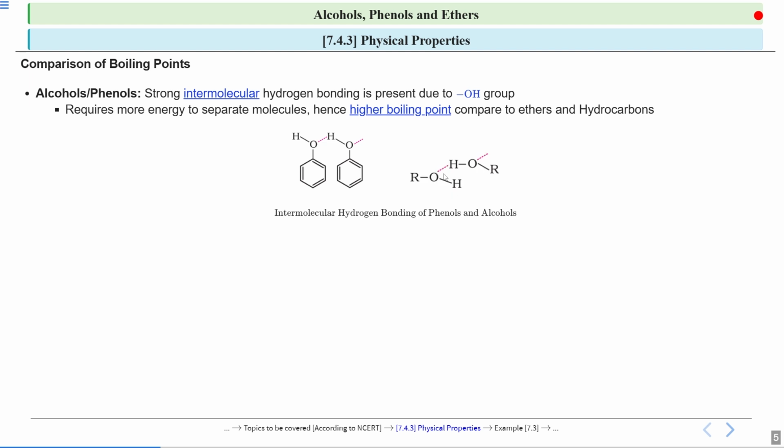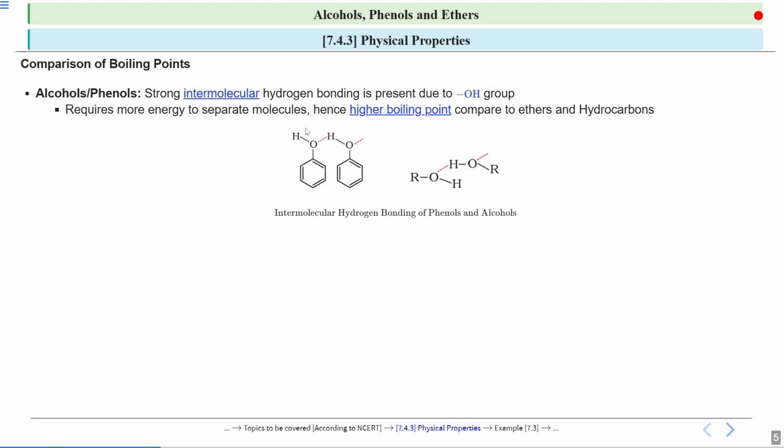Because it is between two alcohol molecules. So this is hydrogen bonding. Similarly, you can see towards this oxygen, if there will be one more alcohol group, so this will also show hydrogen bonding. So in case of phenols, in case of alcohols, this intermolecular hydrogen bonding is strong.